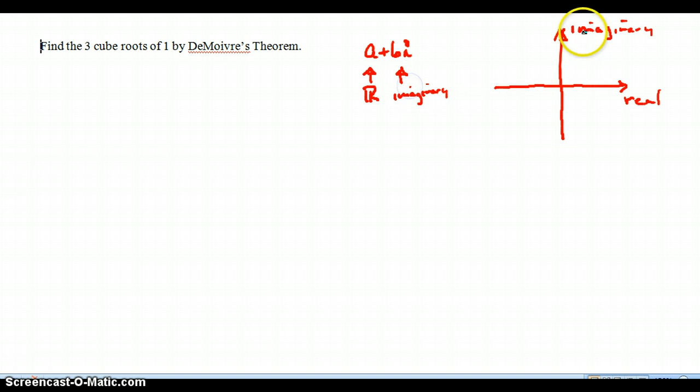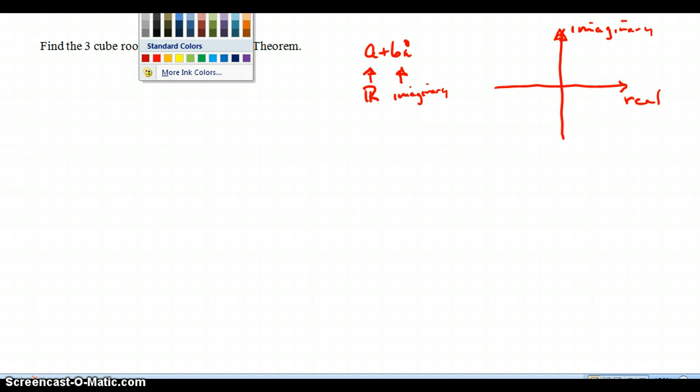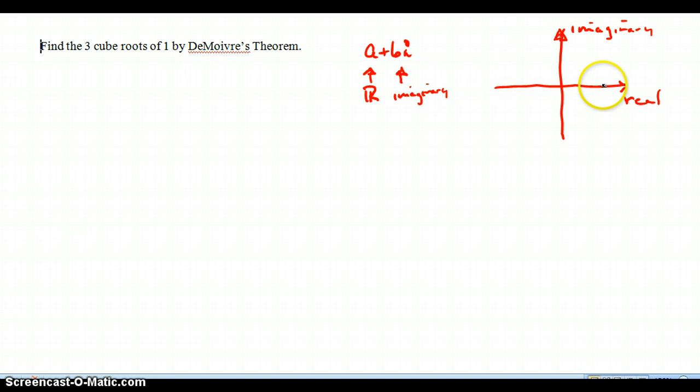What I'm usually envisioning is a circle, and this circle isn't too bad. We're trying to find the roots of 1. So this is my point (1, 0). It's out on the real axis. There is no imaginary part of just positive 1. As a complex number, it would be 1 plus 0i. So this is totally a real number, and we're trying to find the cube roots of it.